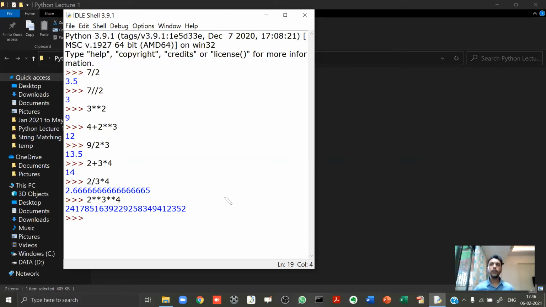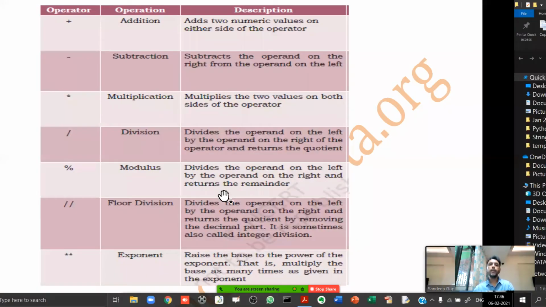So guys, these were the arithmetic operators. Now, we are not yet done with the operators. We have many other operators like, okay, so is the table of comparison operators in front of you?